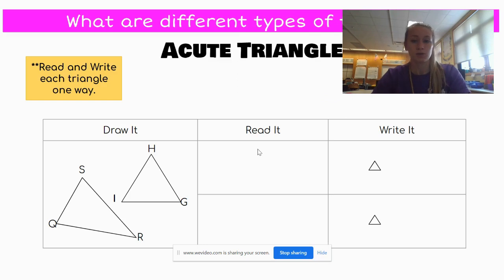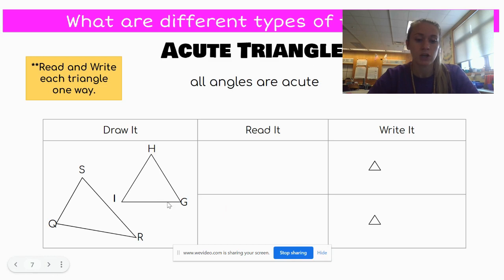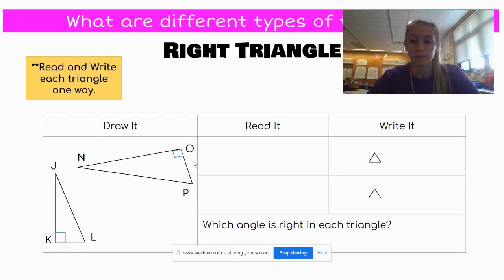Now, what are the different types of triangles? This is the main objective. We have three different types of triangles. One is an acute triangle. An acute triangle means all the angles on the triangle are acute, meaning smaller than 90. So you'd have to look at each one of these and see, is each angle smaller than 90? If so, then it is an acute triangle.